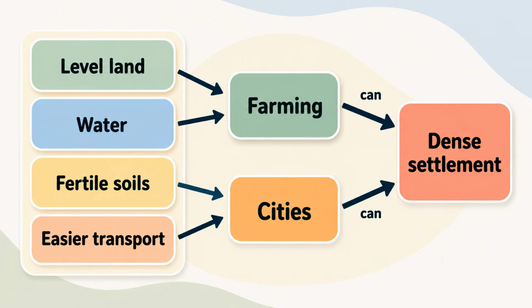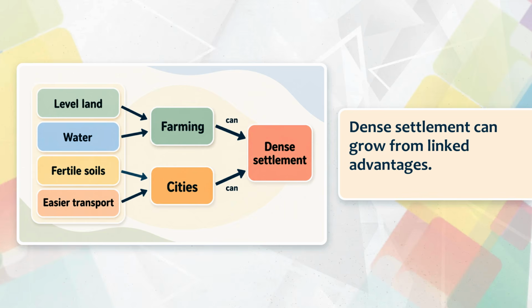Level land can ease transport, while water and fertile soils support farming. These linked advantages can encourage cities and closely grouped settlement, though not every plain becomes densely settled. The arrows show a chain, not a guarantee. Dense settlement can grow from linked advantages.